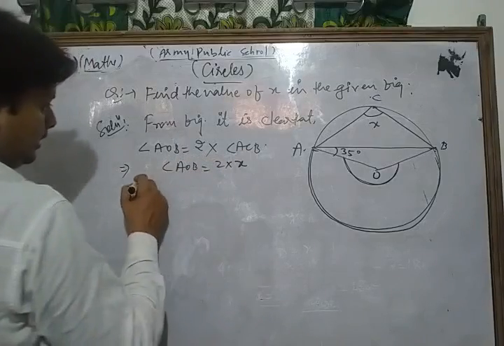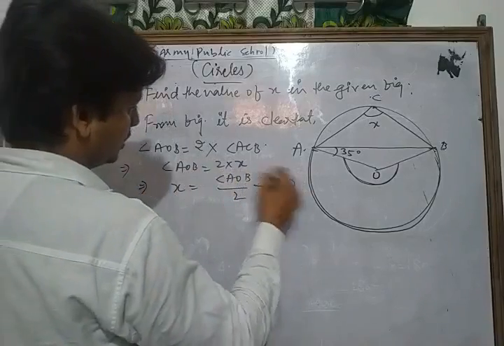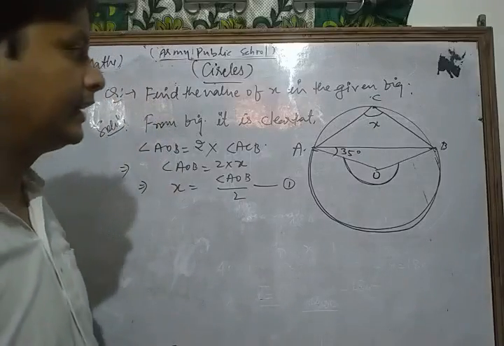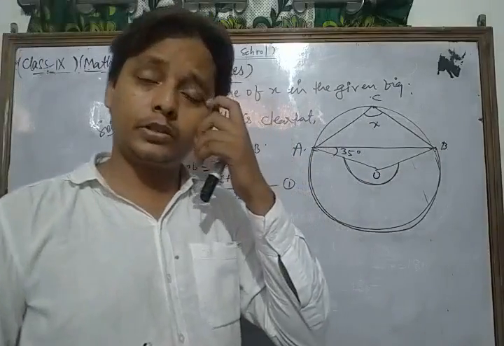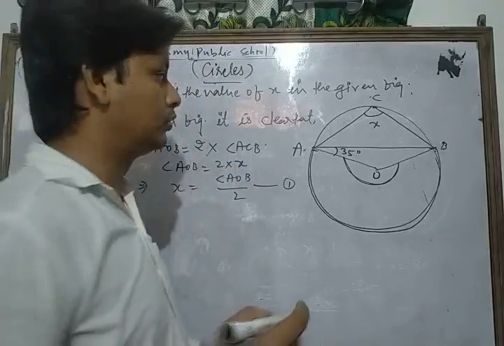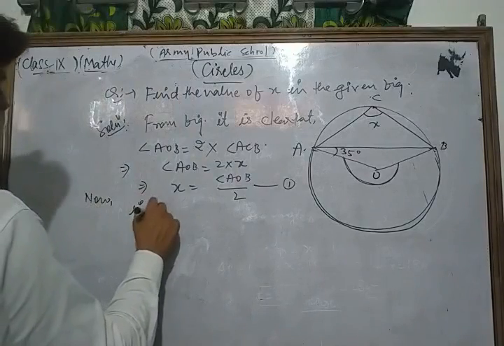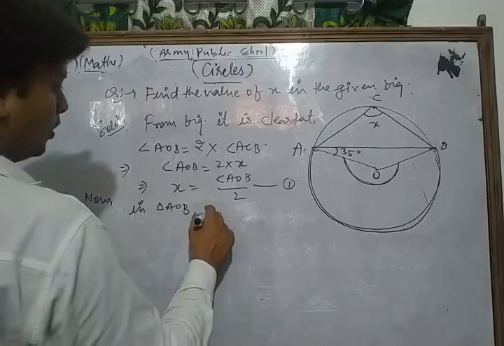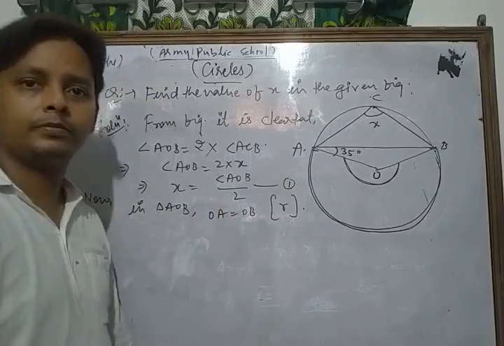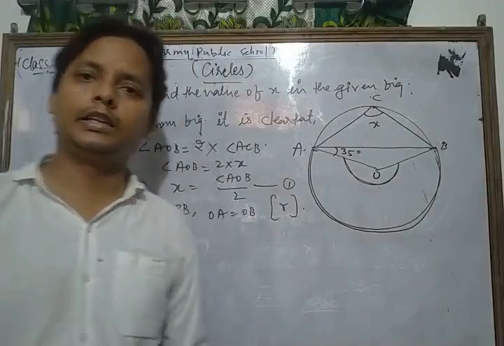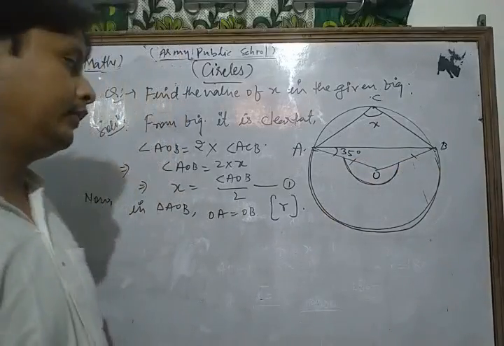So 2 times X, that is X is equal to angle AOB upon 2. Take this as equation number 1. It means that the value of X is half of angle AOB. So first of all we find angle AOB. For that look at this. Now we take triangle AOB. In triangle AOB, OA is equal to OB, each equal to radius R.